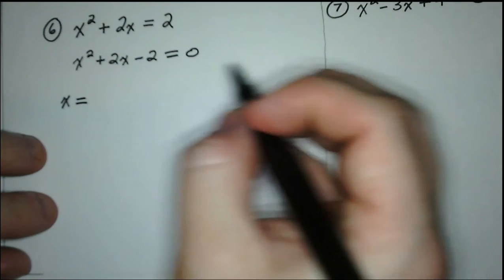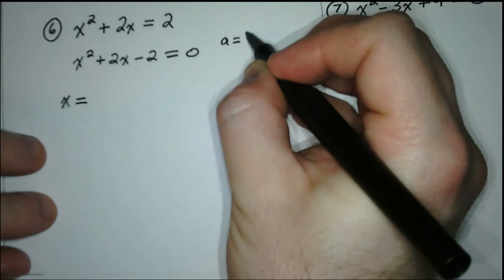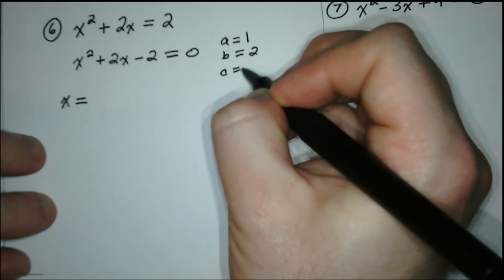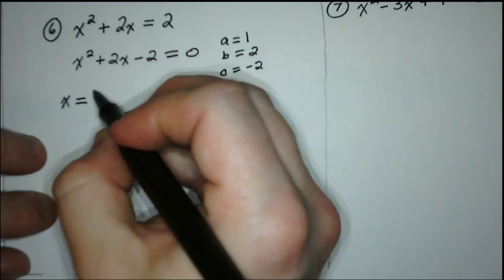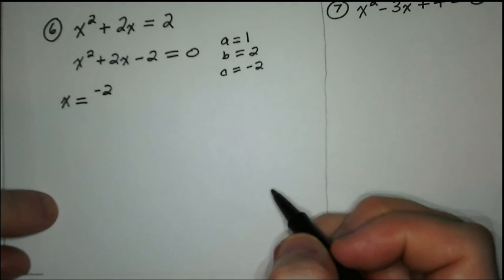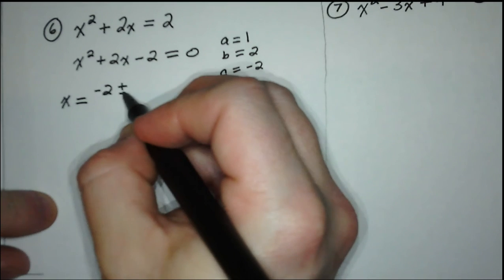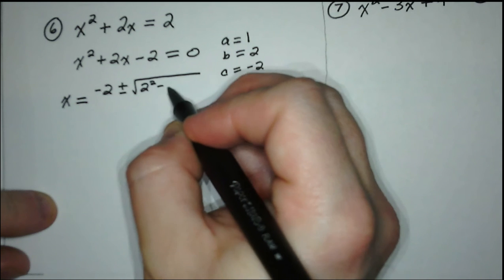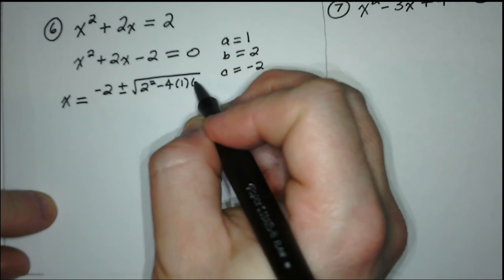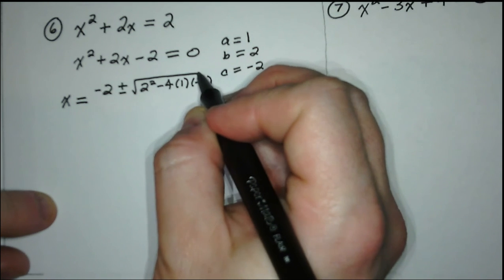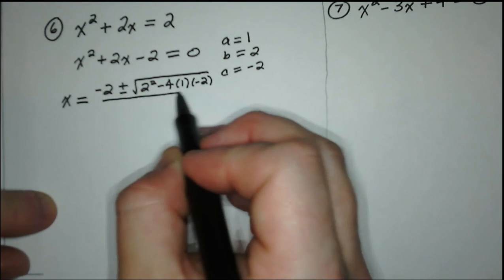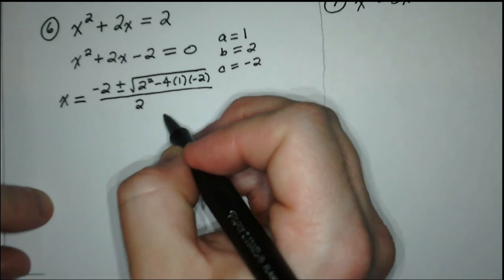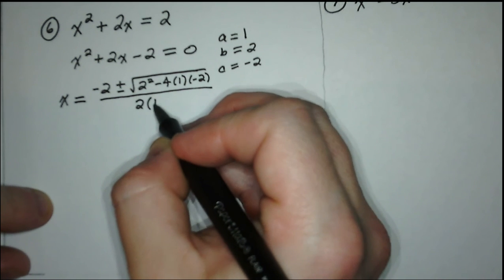quadratic formula. So a equals 1, love it. B equals positive 2. C equals negative 2. So negative b plus or minus the square root of b squared minus 4ac. Oh, it's a negative c value. Tread carefully. All over 2a. What was a? It was 1.